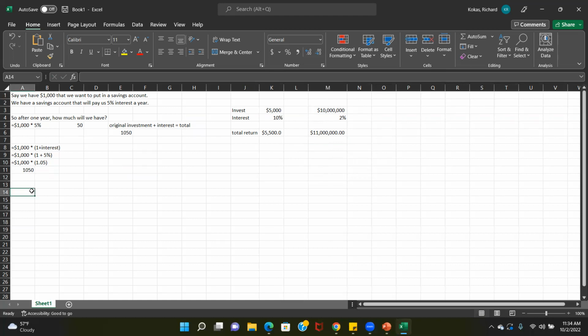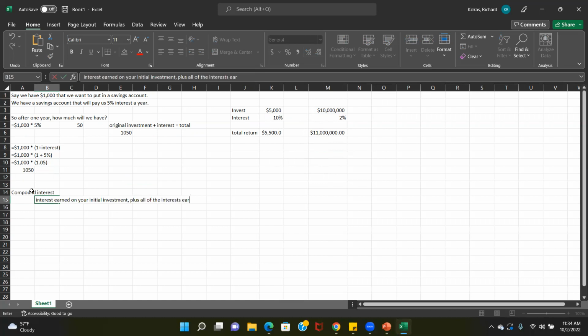When you go beyond the year, I should say, is when we deal with compound interest. Compound interest is interest earned on your initial investment plus all of the interest earned to date. That's a weird one to put into words, so let's look at it. It's the best way to do it. Let's go back to this initial $1,000 at 5%.